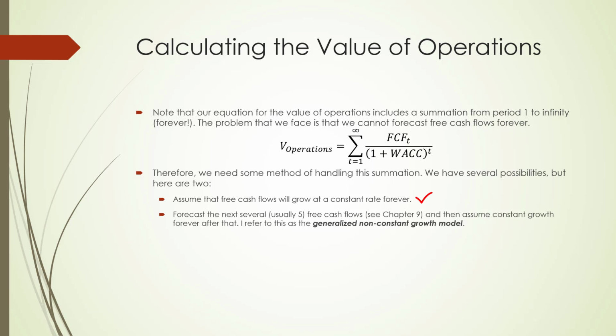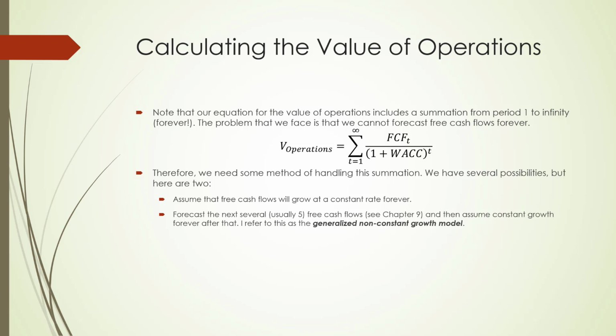The first is to assume that the free cash flows are going to grow at a constant rate forever. As we'll see, what that means is that if you know today's free cash flow, you know every free cash flow from now till infinity. And it turns out that we can calculate that pretty simply. The second, and much more common way of handling this, is to forecast the next several free cash flows individually. Typically, it would be the next 5 years worth of free cash flows. We generate a forecast for each of those, and then after that, we assume that the free cash flows are going to grow at a constant rate forever.